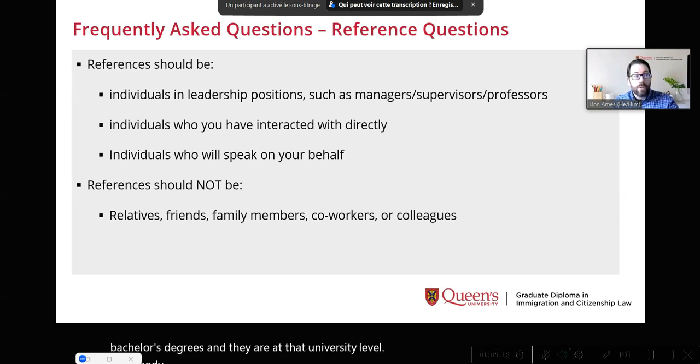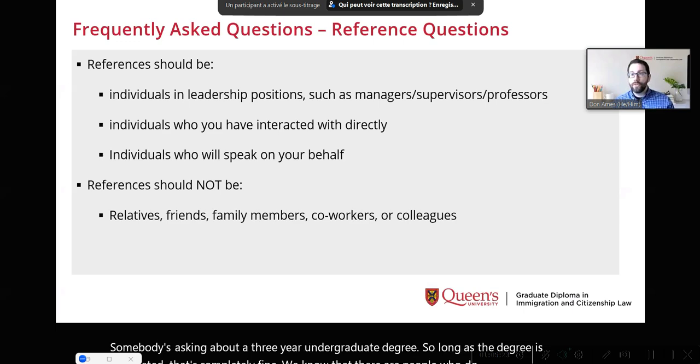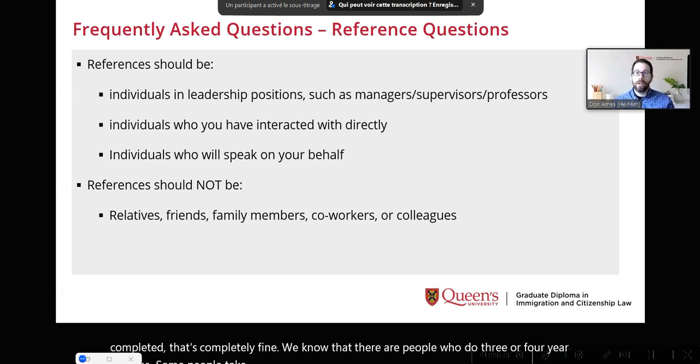Somebody's asking about a 3-year undergraduate degree. So long as the degree is completed, that's completely fine. We know that there are people who do 3 or 4-year degrees. Some people take longer to complete their undergraduate. That's fine as well. But yes, you can utilize any of those credentials to qualify for admissions for our program.